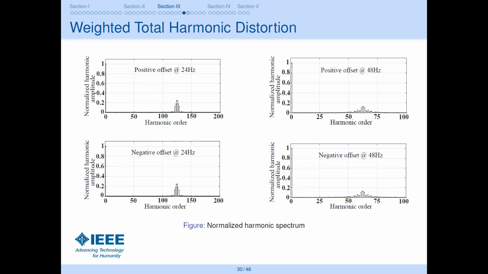And in this slide, it's showing a generic weighted total harmonic distortion, and what effect it has on the harmonics. On the top left side, you can see 24 hertz when the positive offset is applied, and on the bottom, you can see when the negative offset is applied at 24 hertz. You can see there is not much difference in the harmonic spectrum and the subharmonic ranges. At the same time, on the top left you can see the 48 hertz positive offset applied, and the negative offset for 48 hertz applied on the bottom right side.